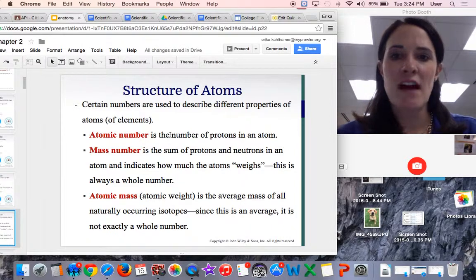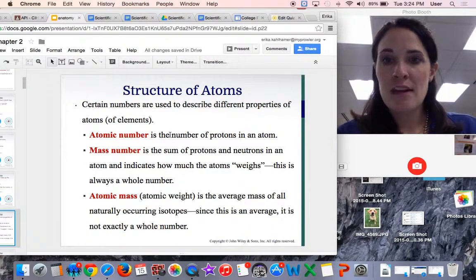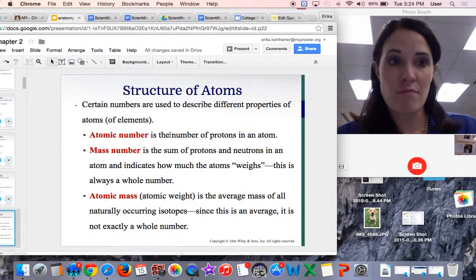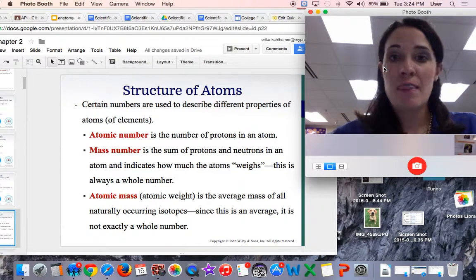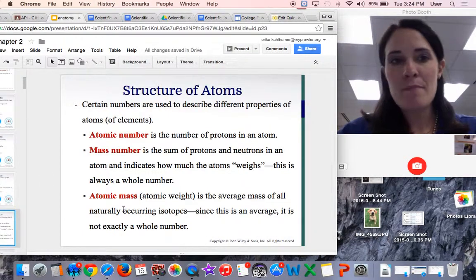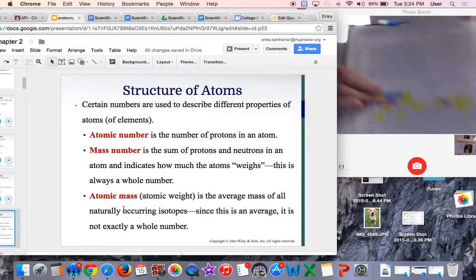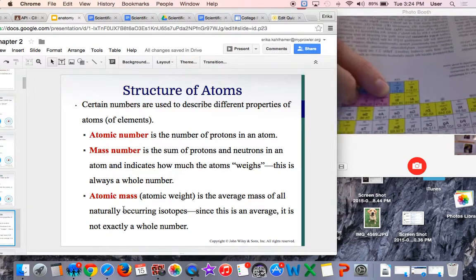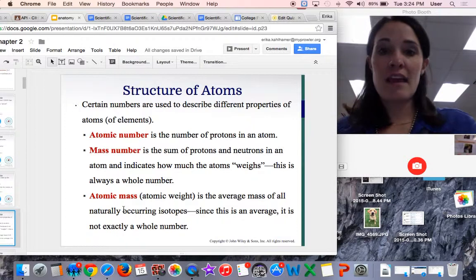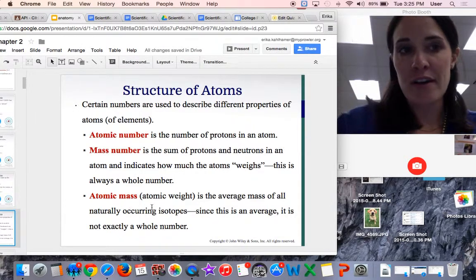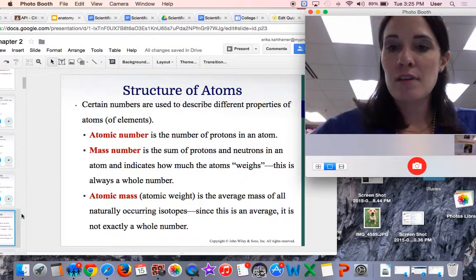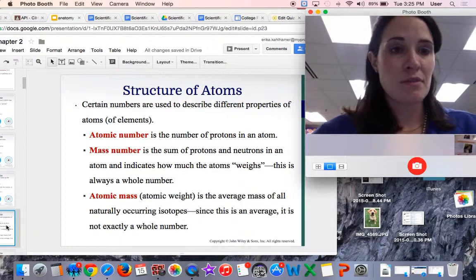Atomic number, like I said, is the number of protons. The mass number is the sum of the protons and the neutrons, and it's a whole number, the mass number. So like carbon 12 in that last example, 12 is its mass number, the number of protons plus the number of neutrons. Atomic mass, which you also see on the periodic table, that number at the bottom, you can see carbon's there, 12.011, is the average mass of all naturally occurring isotopes. It's an average, so that's why it's not exactly a whole number. So that would be the number of protons plus the number of neutrons. It's about 12.